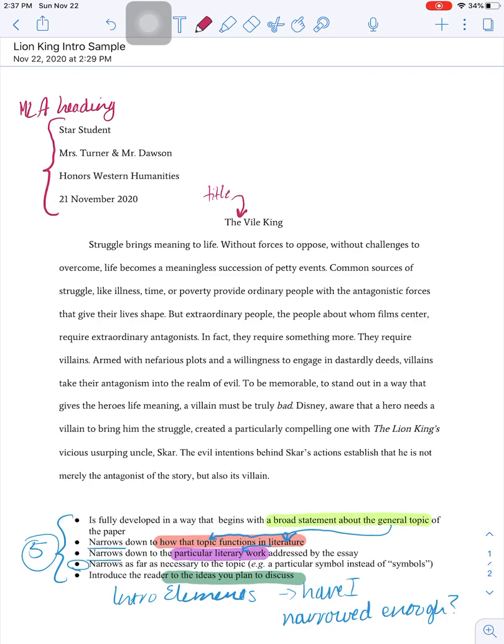So I chose the title The Vile King just because I was playing on the title The Lion King. But obviously the Lion King refers to Simba, and this paper, as you know, is about Scar. So I didn't want to call him the Lion King, I wanted to call him the Vile King. And this title does a few different things. If you're going to have a title, you want it to be a purposeful title. And that happens when you give the reader a clue about the essay's topic.